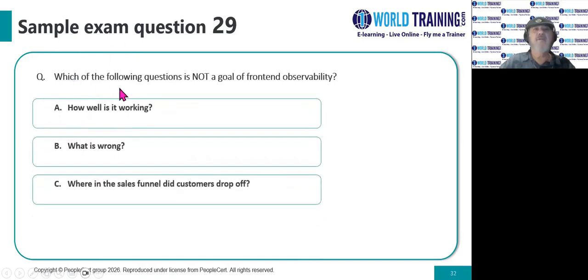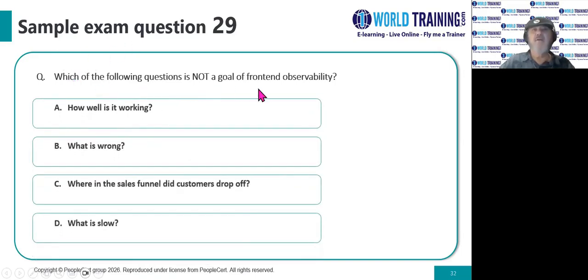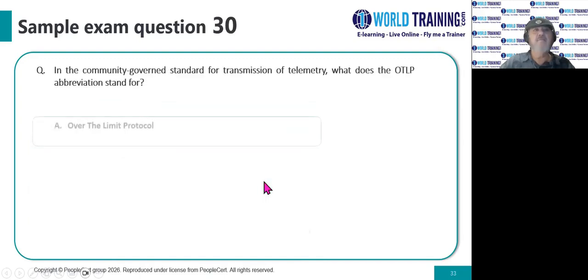Question 29, which of the following methods is not a goal of front-end observability? So from the user point of view, how well is it working? What is wrong? Those make sense to do. What is slow? Where are the sales funnel? It has nothing to do with sales funnel, so C is the best answer.